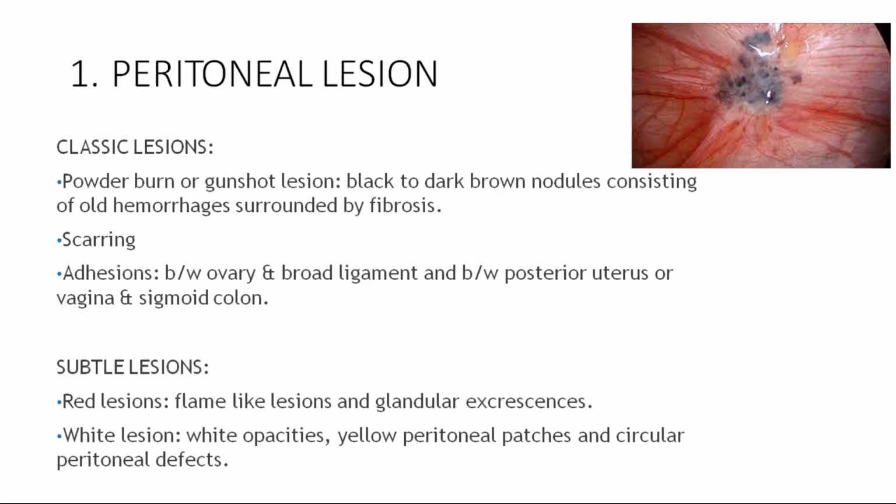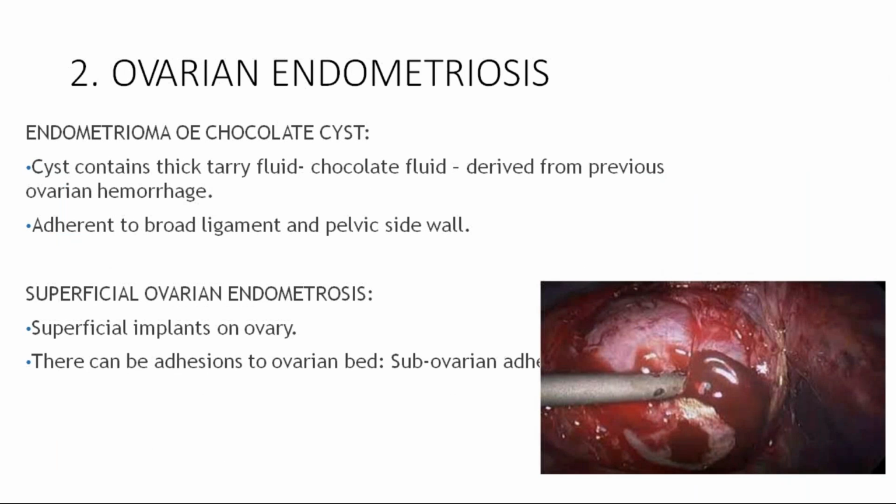Rarely you can see red lesions, flame-like lesions with glandular appearance, or white opacities, yellow peritoneal patches, and circular peritoneal defects. But classically, we will see these powder burn lesions.